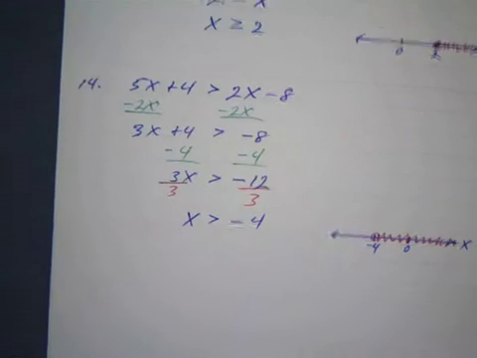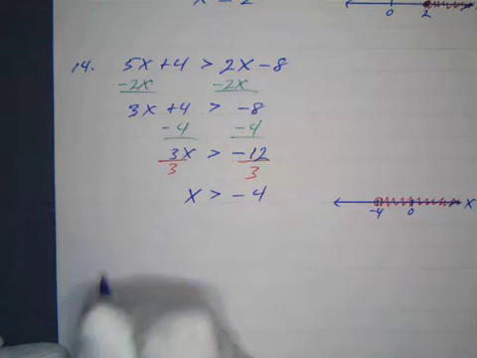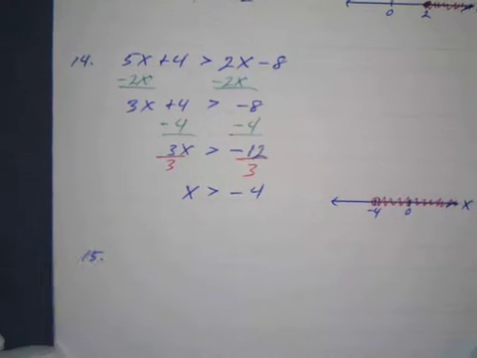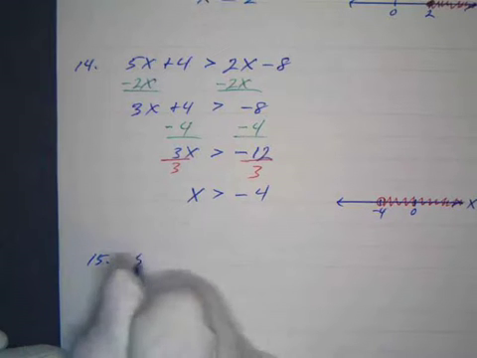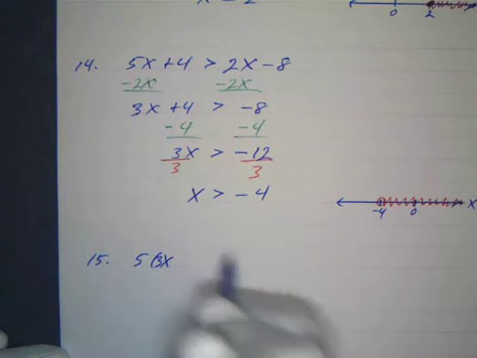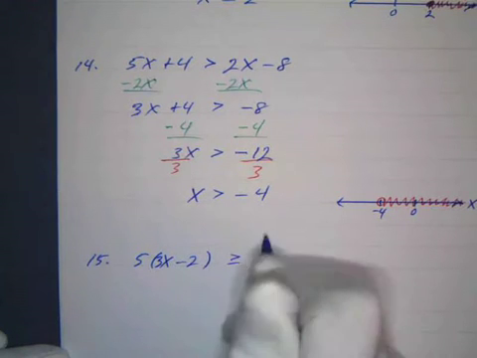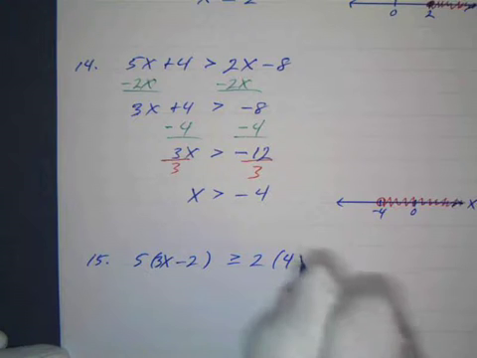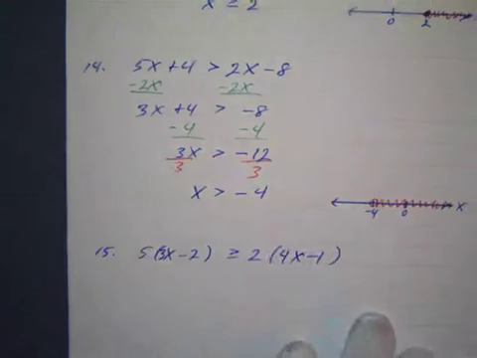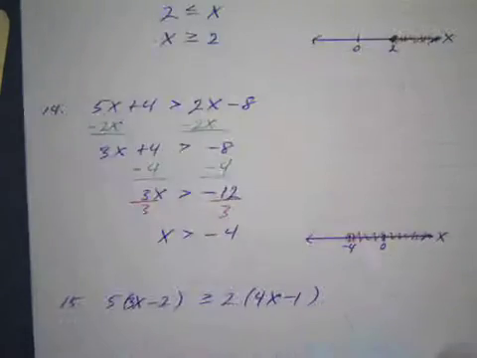Okay, and we can try one with the parentheses. This will be number 15. 5 times 3x minus 2 is greater than or equal to 2 times 4x minus 1, so we're just using our distributive property. Again, we've done all these with equations, so this shouldn't be real different.